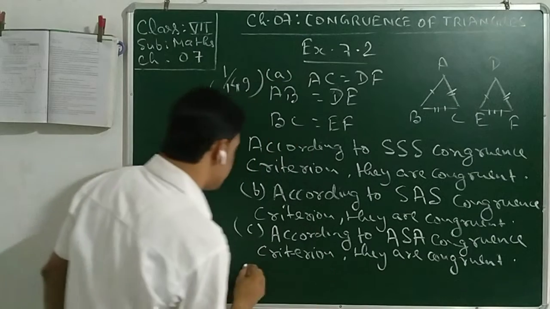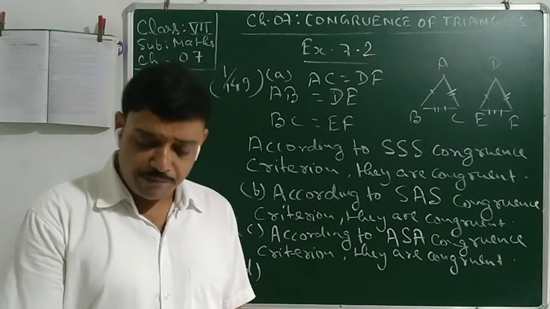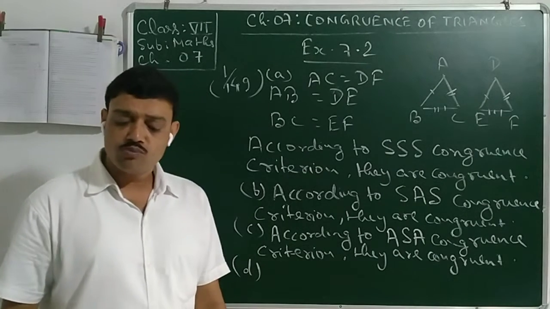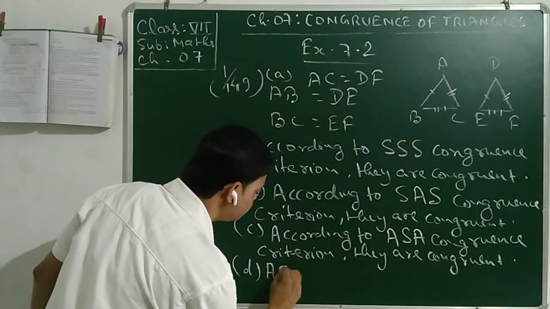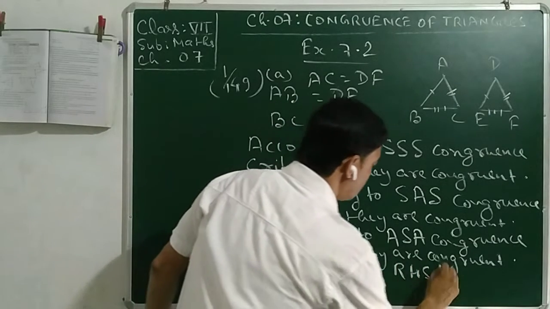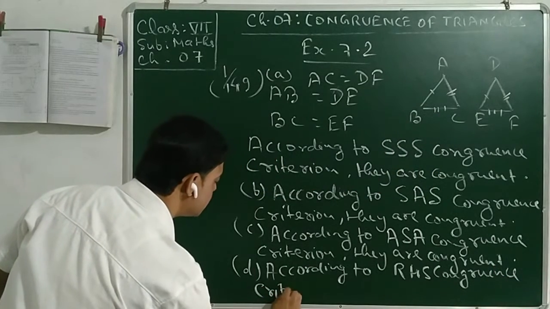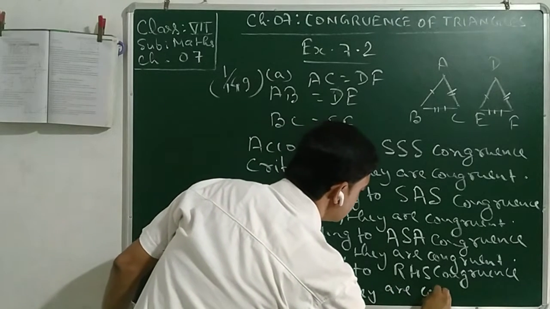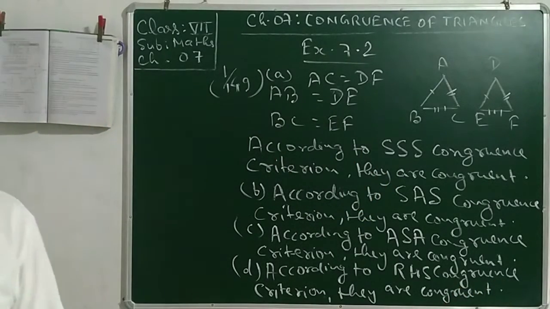After that, the last portion. The last part of the sum says that by the figure it's clear that one right angle is there and the side facing the right angle is the hypotenuse. So right angle and hypotenuse are both equal and one side is also given as equal. So we will write here according to RHS congruence criterion. They are congruent. And this will complete the number one. Now come to the number two sum.